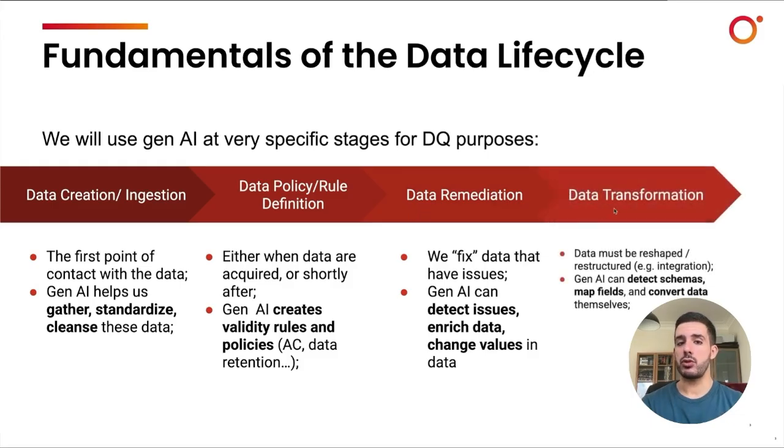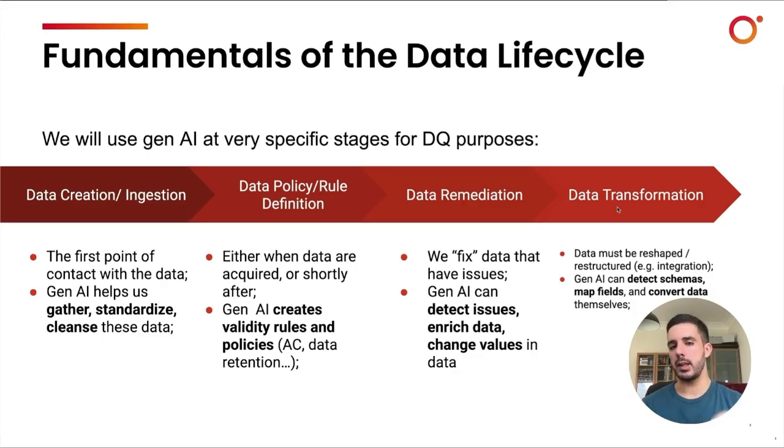Then at the data transformation stage, which is when we have to reshape or restructure data. For example, if we want to integrate a data set with another data set, or if we are just changing the schema of our databases or data repositories, we need to transform a specific data set or all of them, right? And generative AI here can help detect schemas, both the source one if it's not documented, but also the target one.